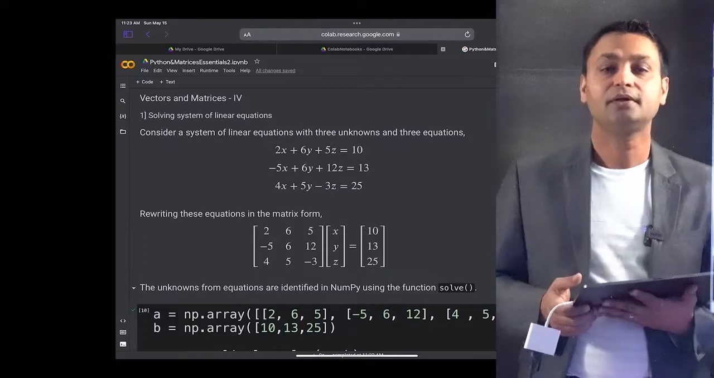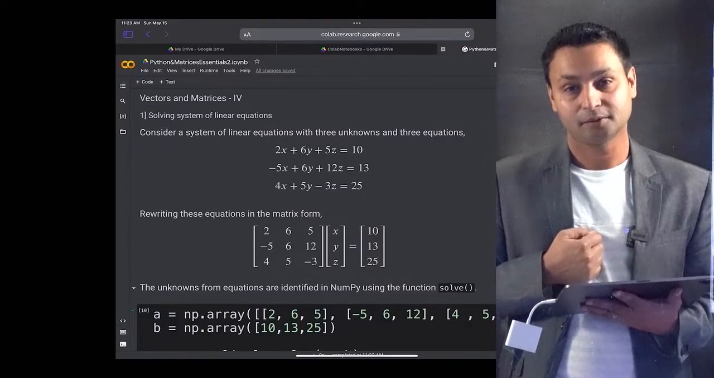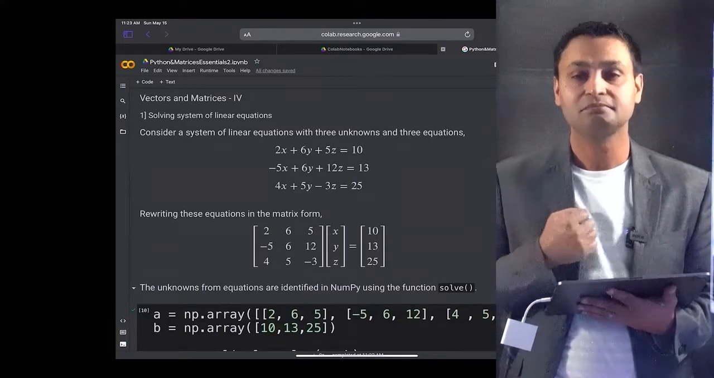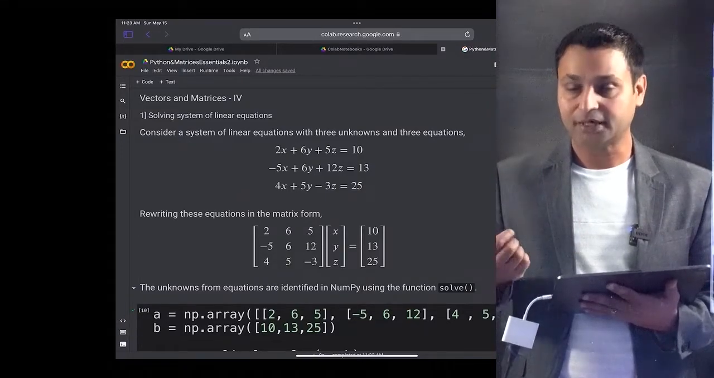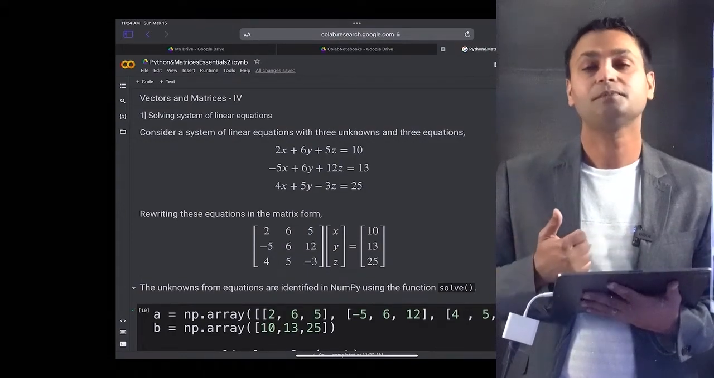Let's move on to another important concept that we have learned in the previous lecture, which is how to solve a set of linear equations using matrix operations. Now let's revisit that problem and see how we can solve a set of linear equations using Python.